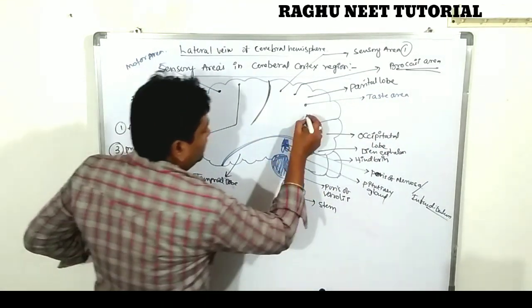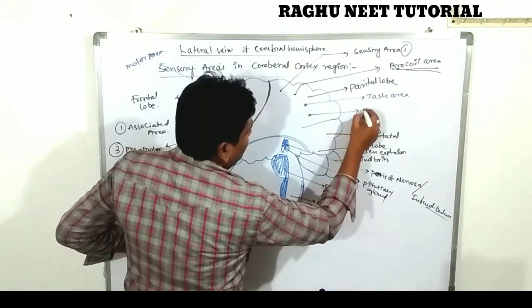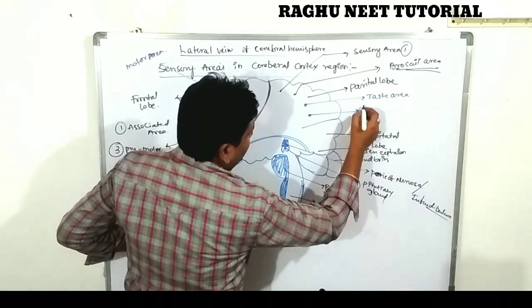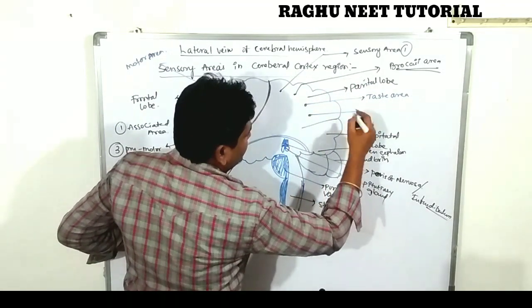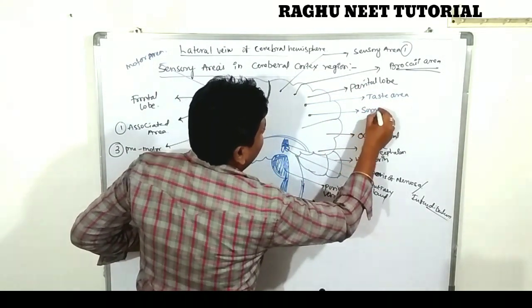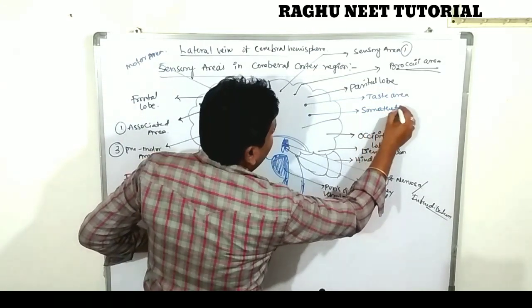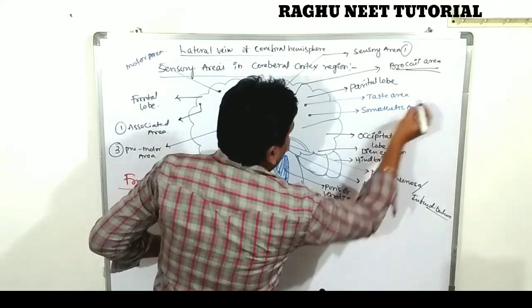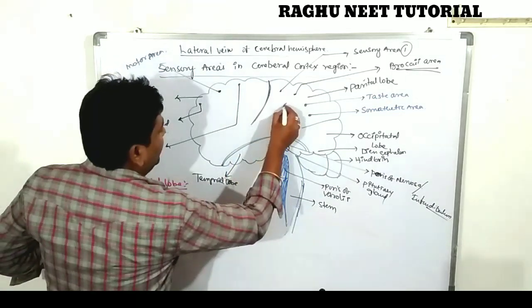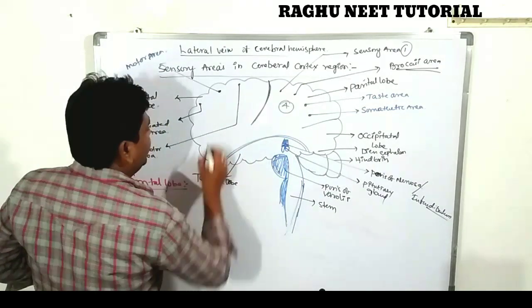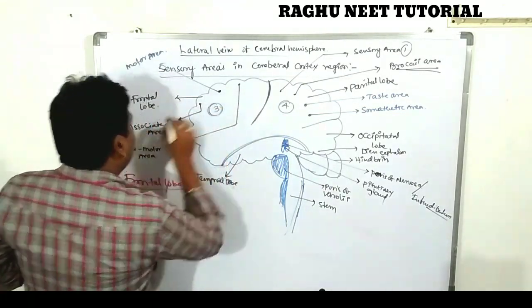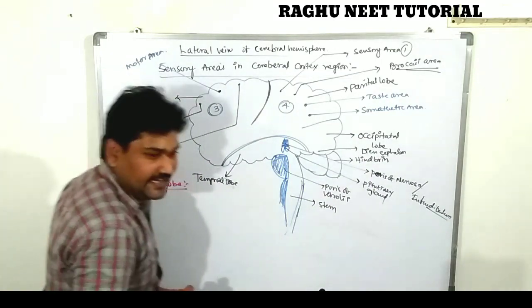The fourth one is the somatic area. How many areas are there? The parietal lobe contains 4 sensory areas, and the frontal lobe contains 3 sensory areas.